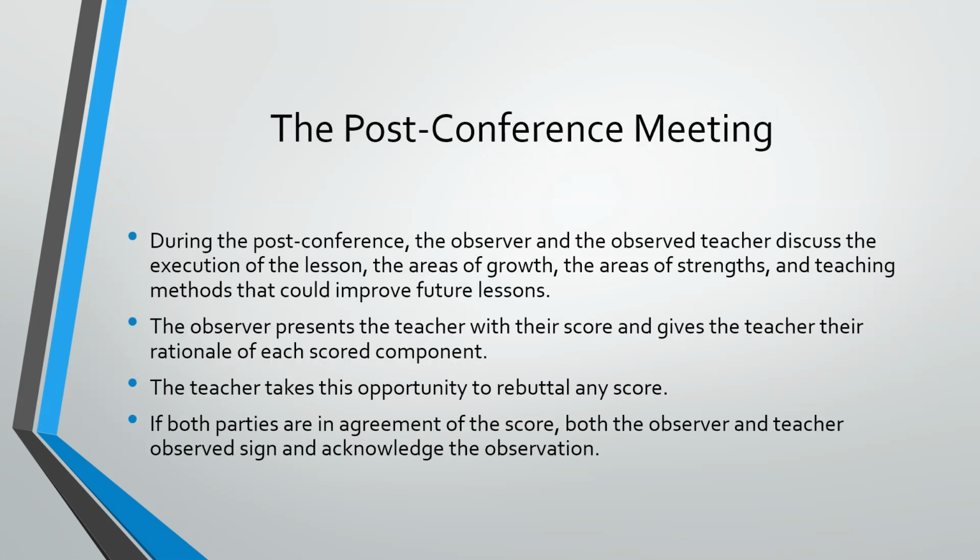During the post-observation meeting, the observer and the teacher meet to discuss the observation. At this time, the observer presents the teacher with the evaluation of the observation and the scores for each of the components. The teacher may take this opportunity to rebut any components if they feel they need to do so. If there is no dispute on the observation, both the observer and the teacher observed will sign and acknowledge the observation.